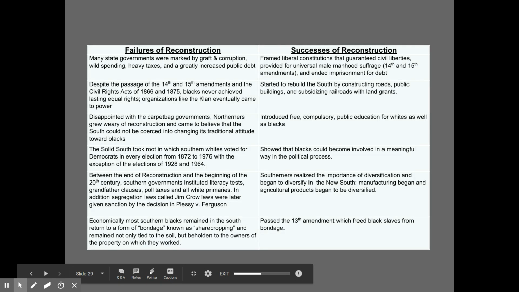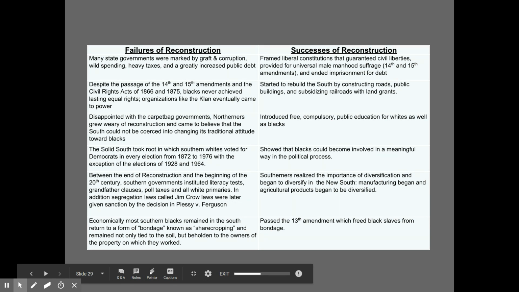All right. If we are going to talk about the successes and failures of Reconstruction, what I want you to do is take a look at this chart and look at what happened, what was good, and what was bad about Reconstruction. What came from it? Some of the successes: we do pass the 14th and 15th Amendments. It ends imprisonment for debt. The New South begins constructing roads and public buildings. We have free public education for whites as well as blacks. We show that blacks can become more meaningful because in the process of all this, you do have a group of African Americans who achieve political office. For example, Blanche Bruce becomes a senator in Mississippi.